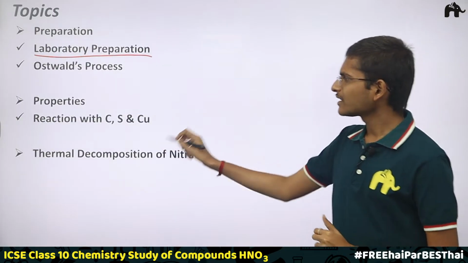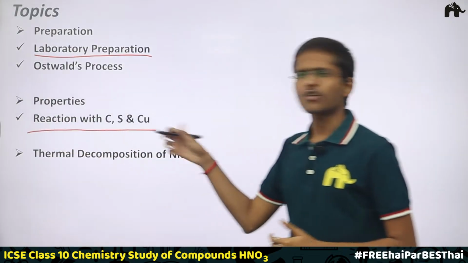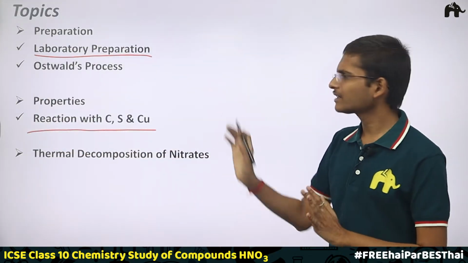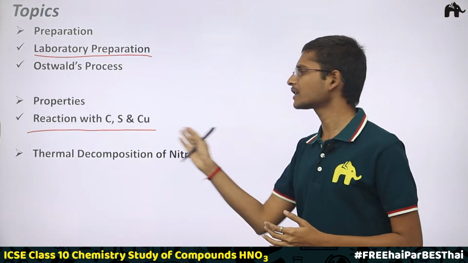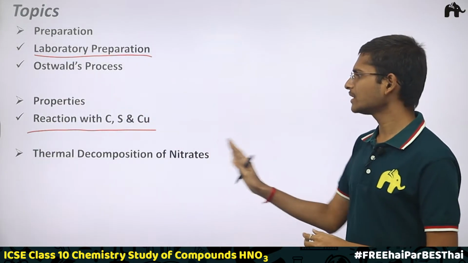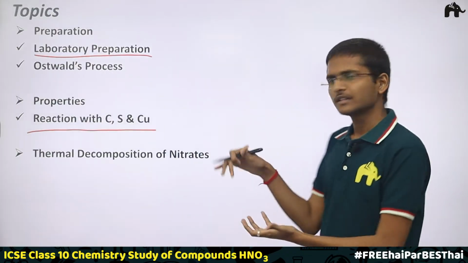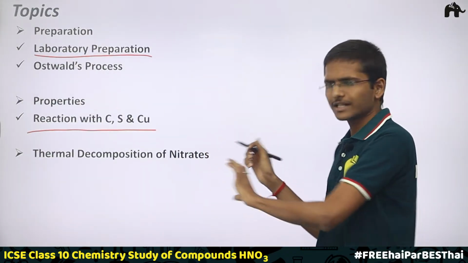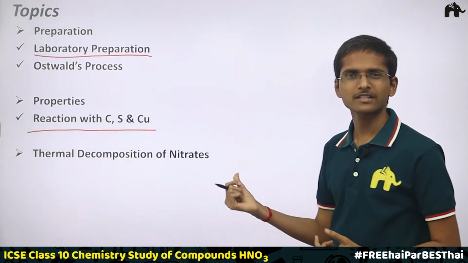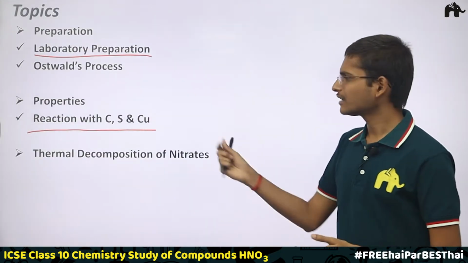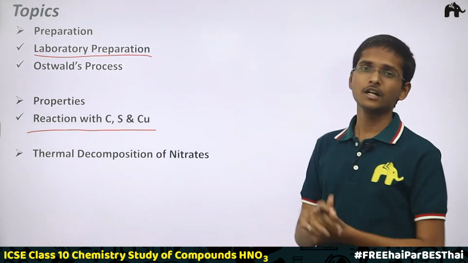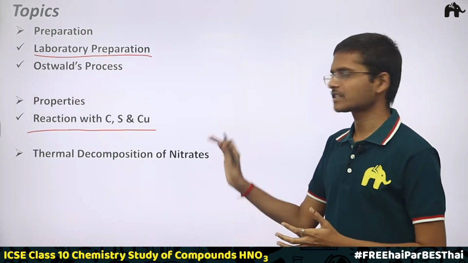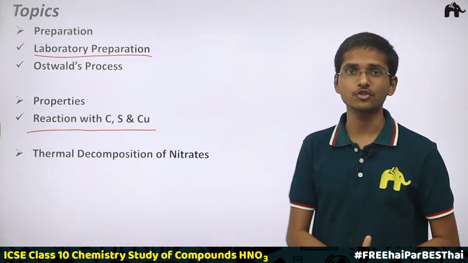And then properties. Here, very simple properties: its oxidizing properties, and in those, its reaction with carbon, sulfur, and copper. That's it. And lastly, the thermal decomposition of nitrates. This part has some reactions, but it is also quite easy. It has some color reactions, and we get colored compounds at the end, so you need to remember the observations in the thermal decomposition of nitrates as well.